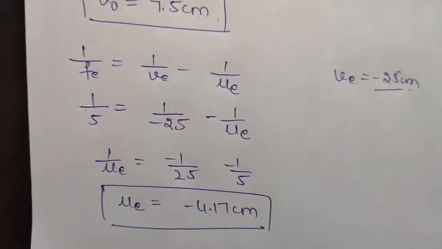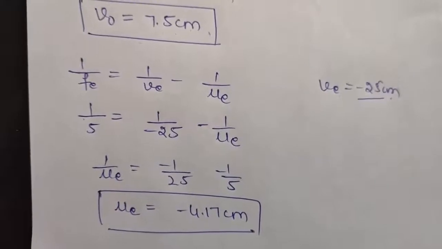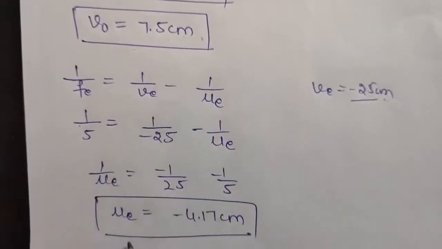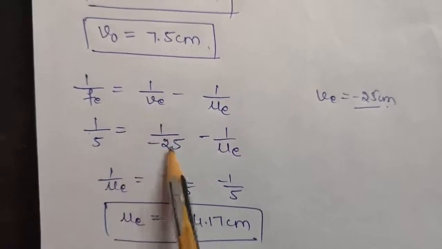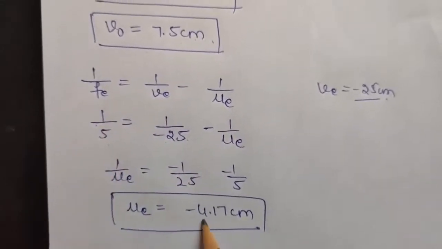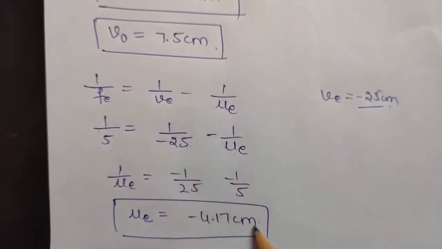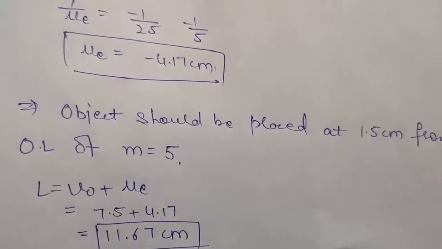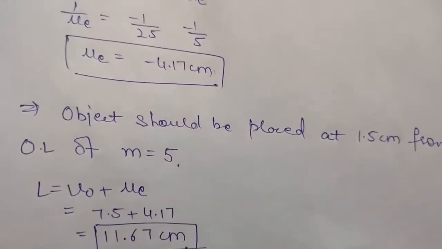Now as you know, the distance between the objective lens and the eye lens is v naught plus ue. Now we know v naught. To calculate ue, again use the lens formula for the eye lens. You know ve is minus 25 centimeters, fe is 5. So ue will come to be minus 4.17 centimeters. That means just add them. This means the distance between the eye lens and the objective lens should be 11.67 centimeters.